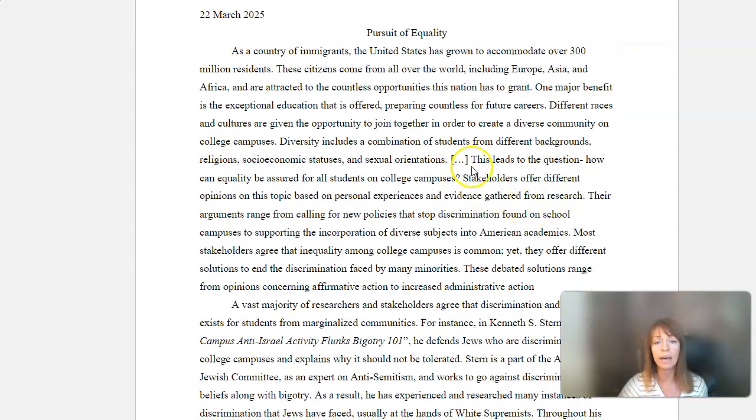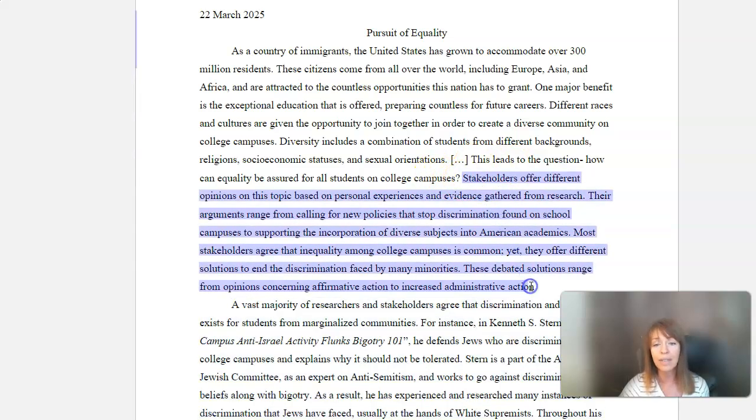If you look at their thesis, they have the research question right there. This is really all of their thesis. They have a nice long thesis right here. And it tells, a thesis for this paper tells the reader what the experts or stakeholders have to say. That's basically it. And so here they say the stakeholders offer different opinions. Their arguments range from this to that. Most of the stakeholders agree that inequality among college campuses is common. There's the first point. Yet they offer different solutions to discrimination faced by many minorities. These debated solutions range from opinions concerning affirmative action, there's another point, to increased administrative action. There's a third point, okay?